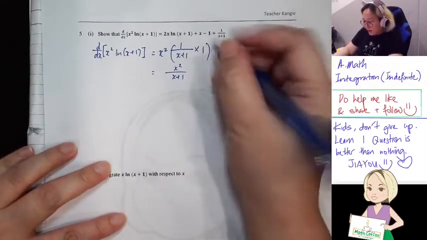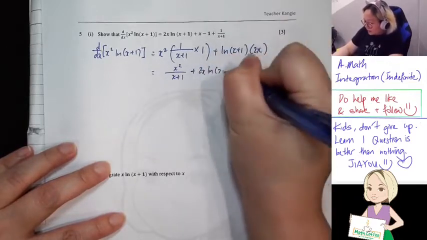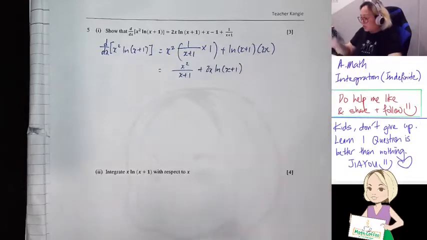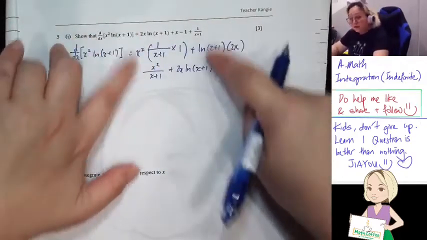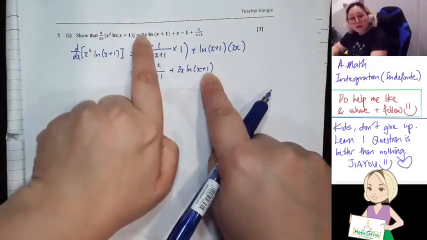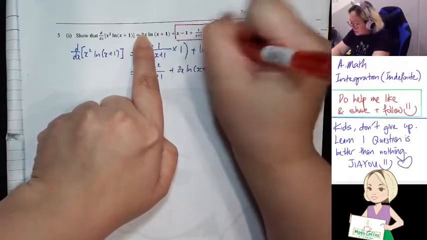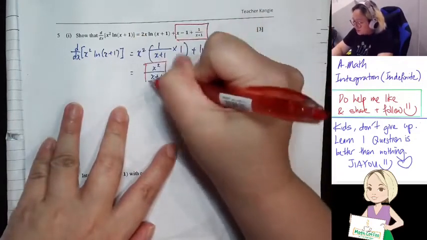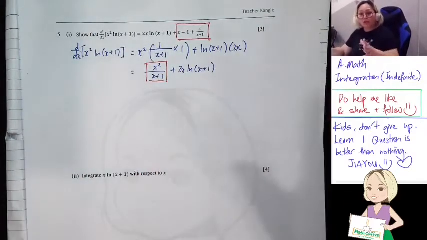plus 2x ln(x plus 1). So now the question is, you are supposed to prove this to be this. Now you compare. Yes, I do have the 2x ln(x plus 1) over here. But this and this are not the same yet. So don't tell me it's shown already. It's not yet shown.